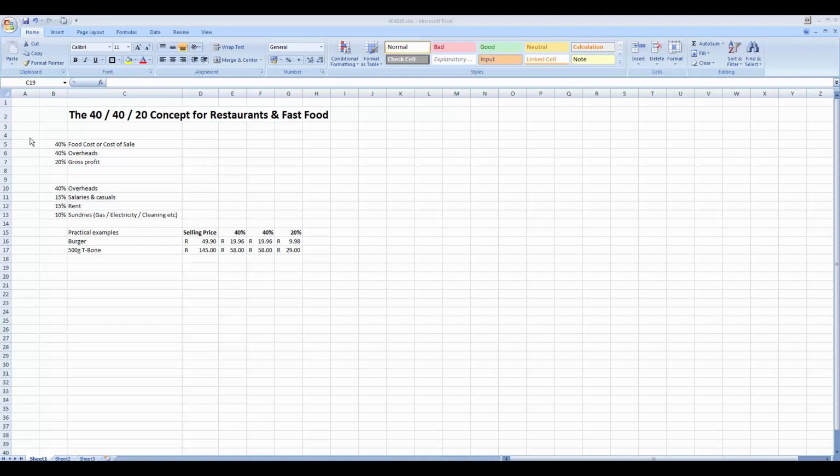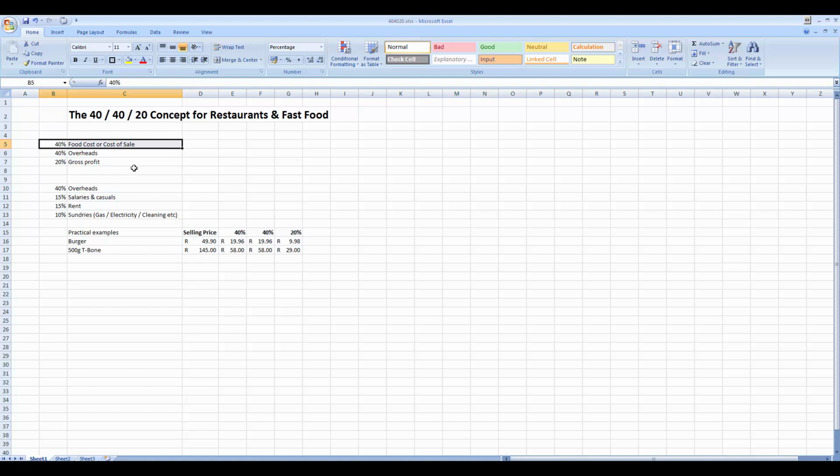I'm just going to highlight the lines as I go along, and that might make it easier for everybody to understand. So the concept is 40% food cost or cost of sale. In other words, that is what it costs you to make the product that you're selling. So let's assume, and we'll work on a burger just now, that the product that you sell is a burger.